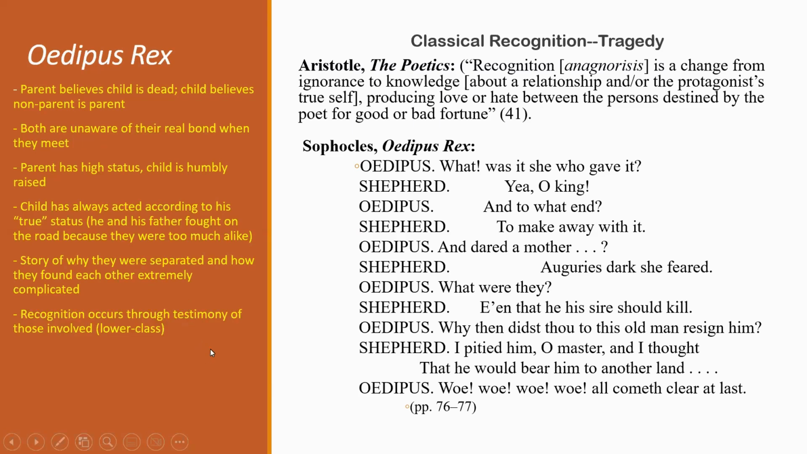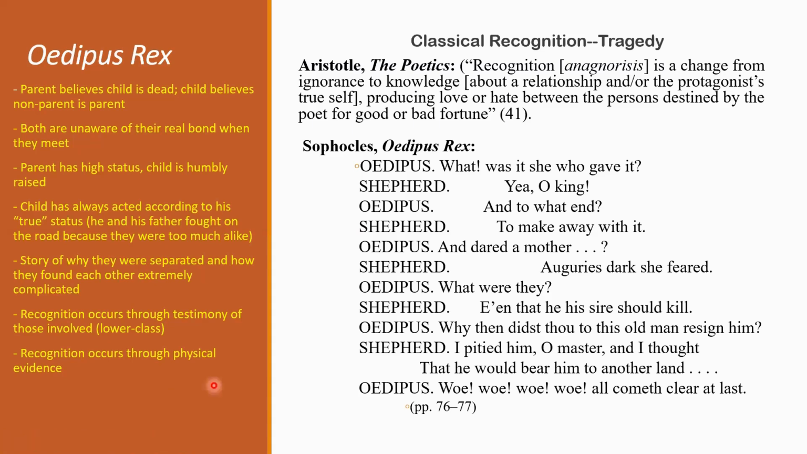And recognition occurs in a number of different ways. It occurs, as in this case, through testimony of those involved, and they are usually lower class. Recognition also occurs through physical evidence. In Oedipus's case, he has a scar on his feet. The name Oedipus means sore foot, because when he was a baby, they put a spike through his feet so he couldn't crawl away when they abandoned him to the wolves. Yeah, brutal.